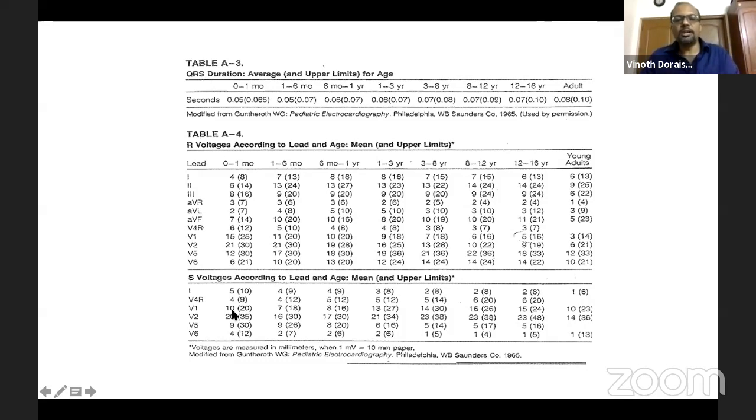As I told you, it is not practical to have this table next to us and keep referring to it for each ECG to see what the normal R and S waves are. So I've just told you a few pointers, and a few values which are abnormal for the newborn and for the child. So you can follow that.